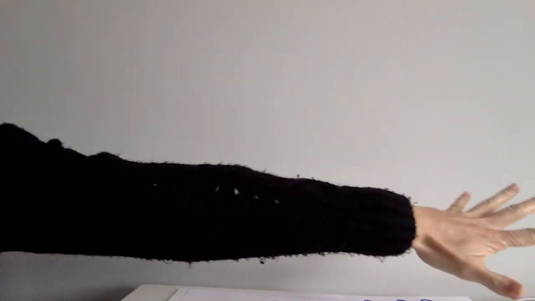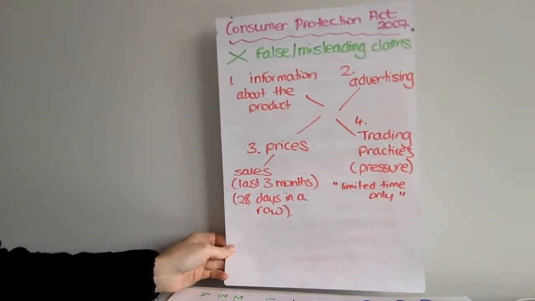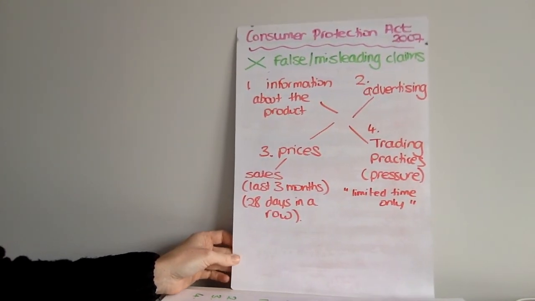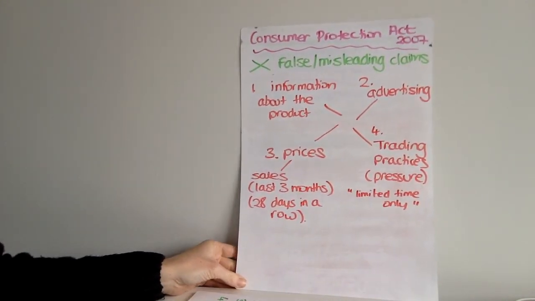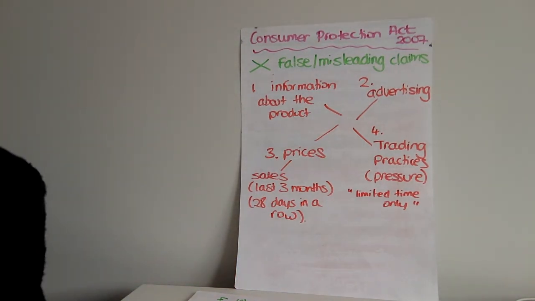So that's the sale of goods, and that protects me from faulty goods. That makes sure the goods that I get are what I'm expecting, they're fit for purpose, and they are of a good quality. The next act is the Consumer Protection Act, and that protects consumers from false or misleading claims.